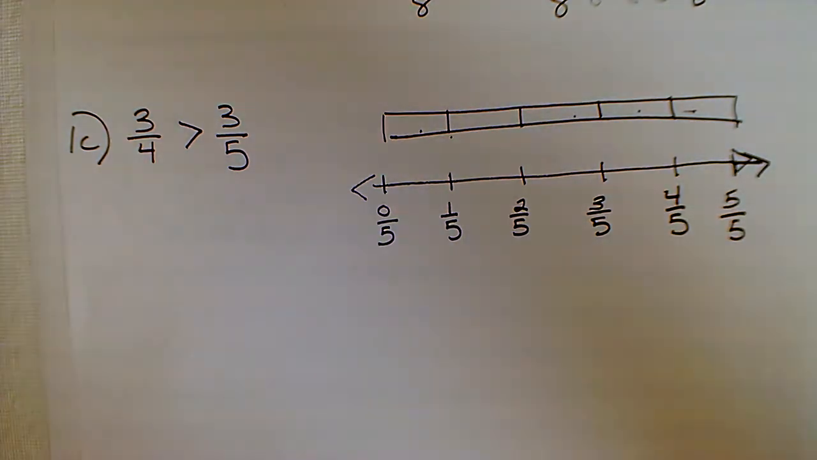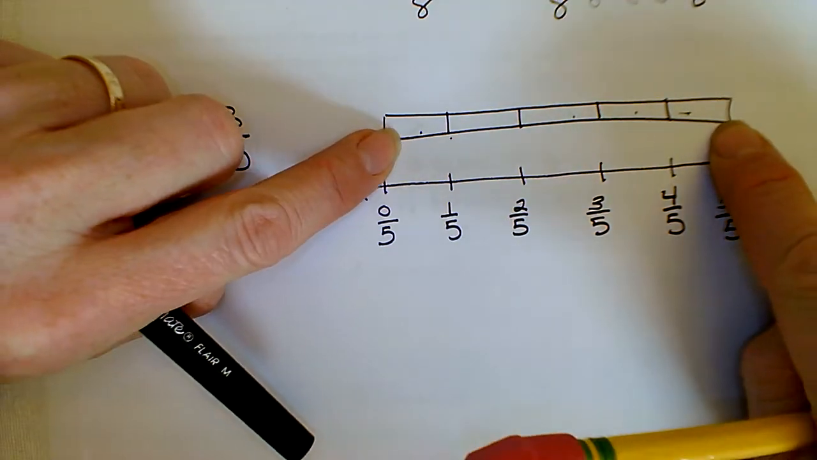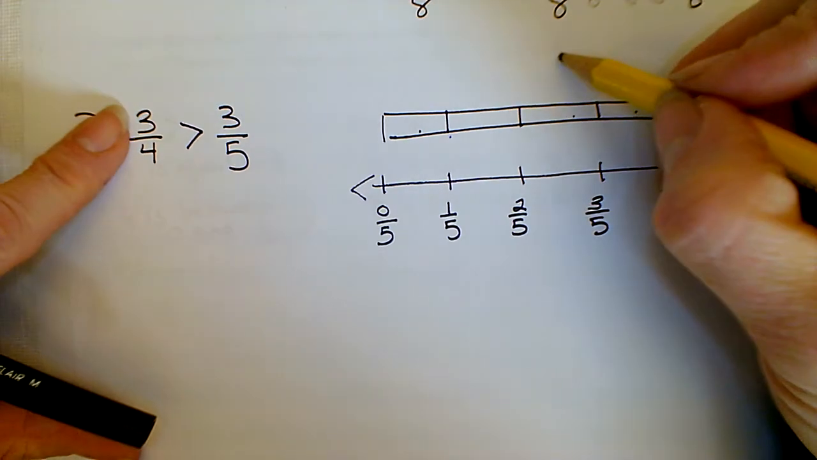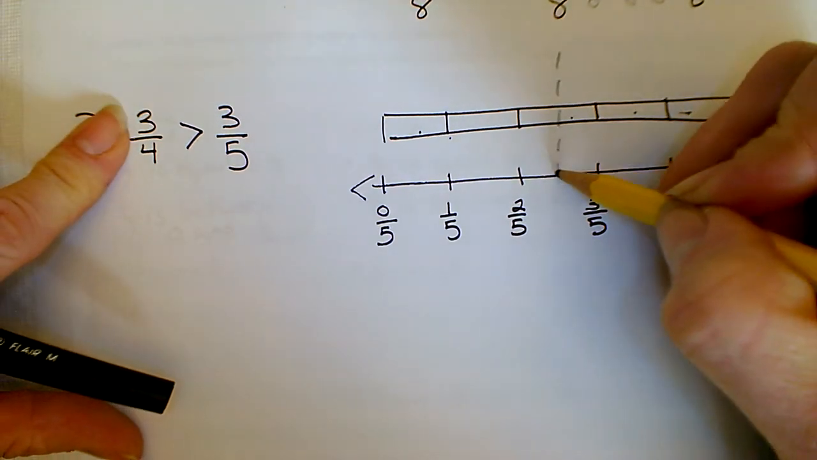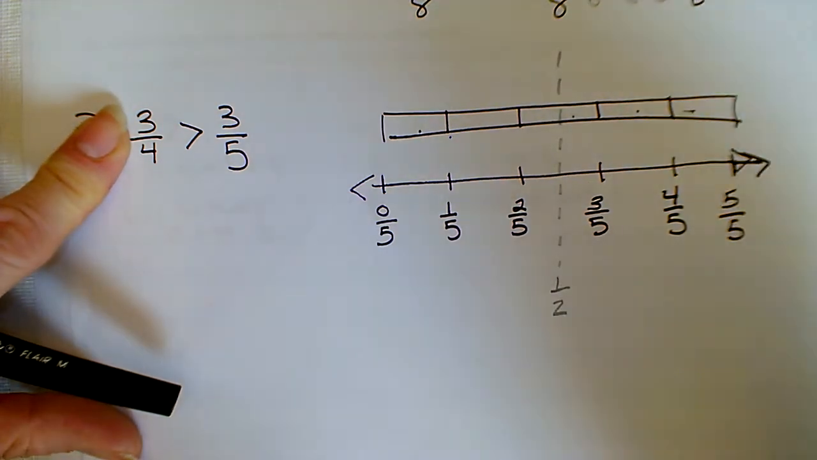So now what I'm going to do is I'm just going to give us a little dotted line where I'm dividing it in half. If I were to divide this in half, it's going to be right in the middle, right here, and you can see that none of my fifths align themselves with what 1/2 is. So this is 1/2.